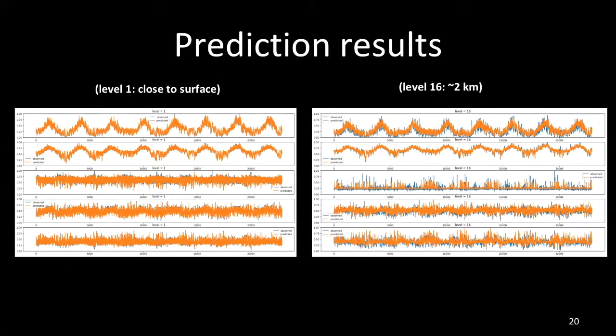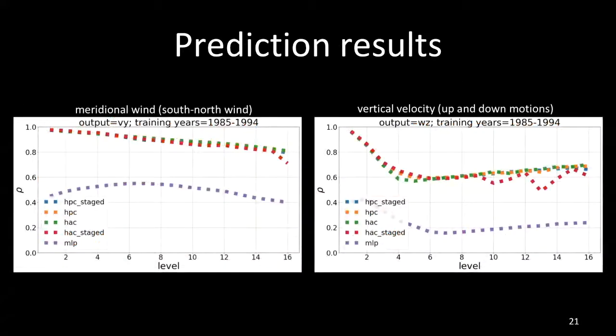What you see here are the prediction results with the neural network architecture that I showed. At level 1, which is close to the surface, we do pretty well on all 5 different outputs that we want to predict. But as you move up, the 2-kilometer range is the top layer, level 16, the prediction results slowly start getting worse. This is the output of 2 layers. These are the results of 2 outputs.